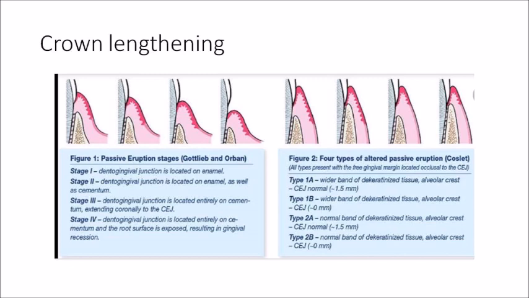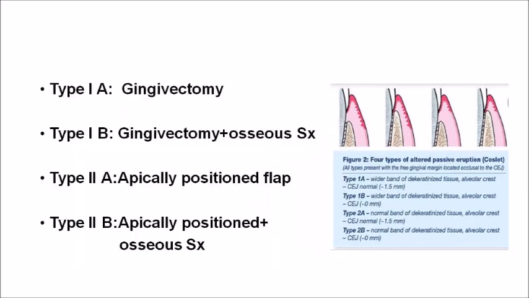Type 1B is, we already said 1 means wide keratinized tissue. So wide keratinized tissue is there. And what is B? B is the alveolar crest and CEJ have no distance. It is at the same level. The alveolar bone crest lies at the level of the CEJ. And in simple terms, type 2A is a normal band of keratinized tissue. There is no wide keratinized tissue. It is just a normal band of keratinized tissue. And A, as we all know, is normal distance between alveolar crest and CEJ, and B is alveolar crest to CEJ distance is 0.